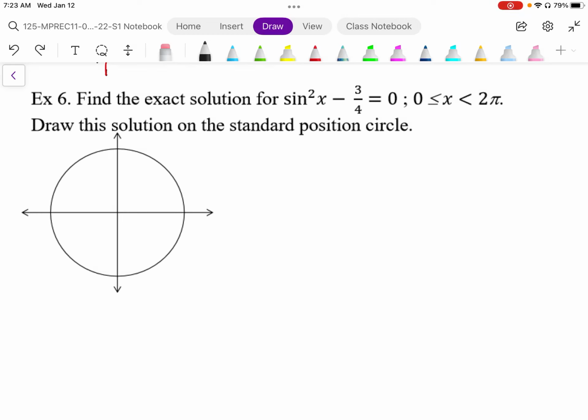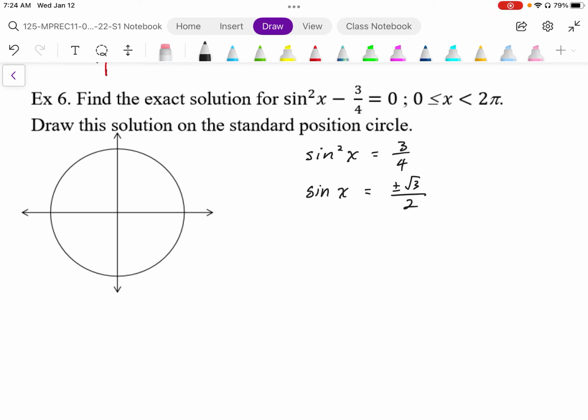So find the exact solution of sine squared x minus 3 over 4 equals 0. First of all, I want to solve for the sine, so I'm going to algebraically rearrange this. So this is sine squared x equals 3 over 4. I'm going to square root both sides of this, and I'm going to get sine x equals plus minus square root 3 over 2. Okay, so I need to draw that sine ratio in the circle.